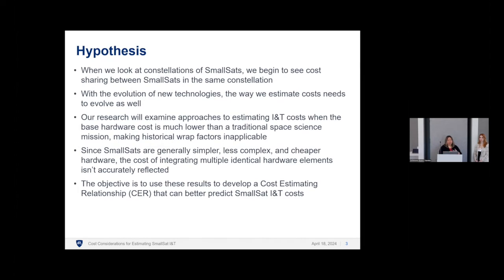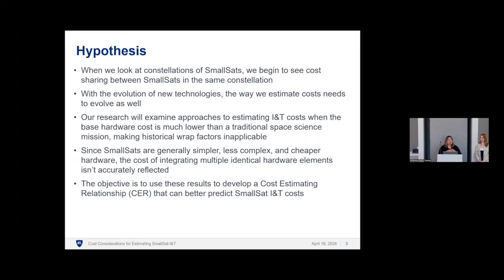With the evolution of new technologies, we wanted to find a way to estimate the costs and evolve how we're estimating it as well. So our research examined approaches to estimating INT costs for small satellites when the hardware base is much lower than the typical traditional hardware spacecraft build.